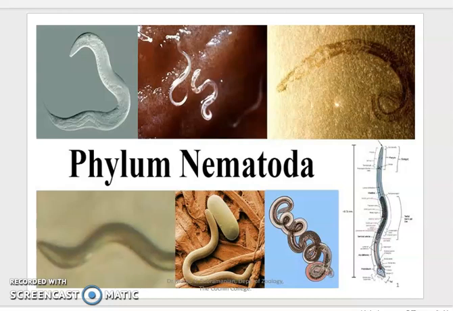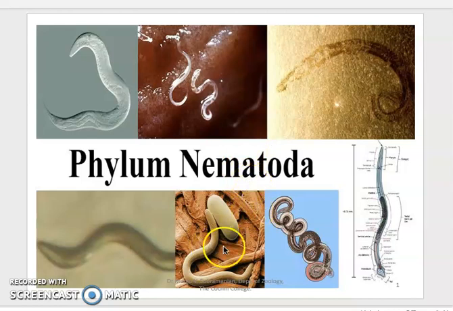Good morning, students. So let us pass to the next phylum, that is phylum Nematoda. The nematodes are the most diverse phylum of pseudocoelomates, including roundworms, flatworms, and threadworms. As you can see in this picture, these are a few roundworms which belong to the phylum Nematoda.